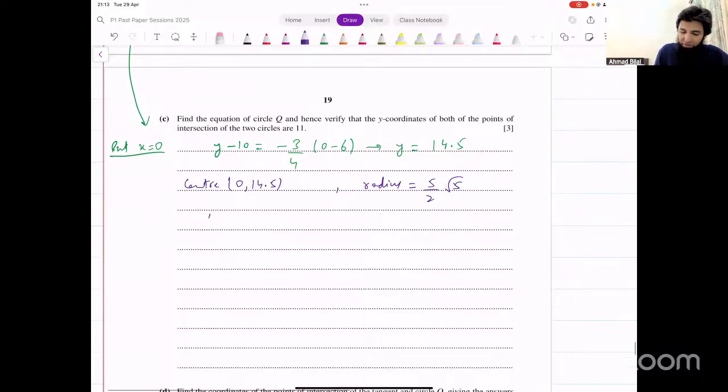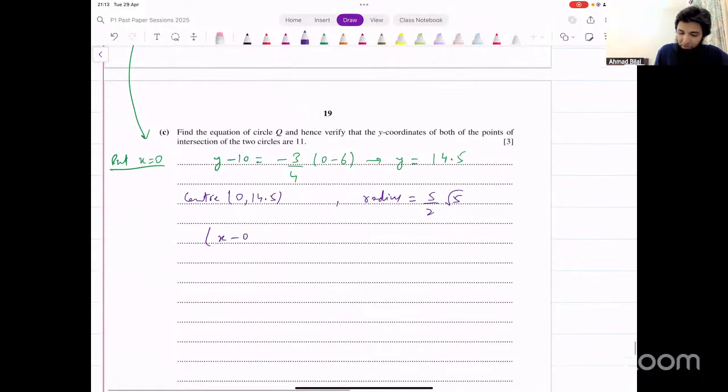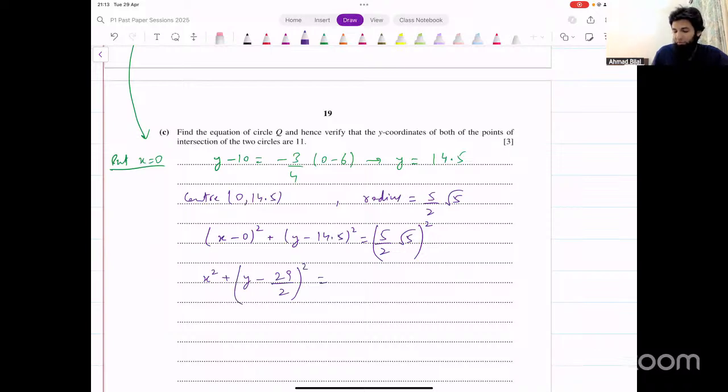So what's the equation of the circle then? X minus 0 whole squared plus y minus 14.5 whole squared equals 5/2 into √5 whole squared. And that simplifies to x squared plus y minus 14.5. You can use fractions here as well. Normally we use fractions in this rather than decimals. Equals 25 into 5, that's 125 divided by 4. That's the equation of the circle. That's one thing that we wanted to figure out here.